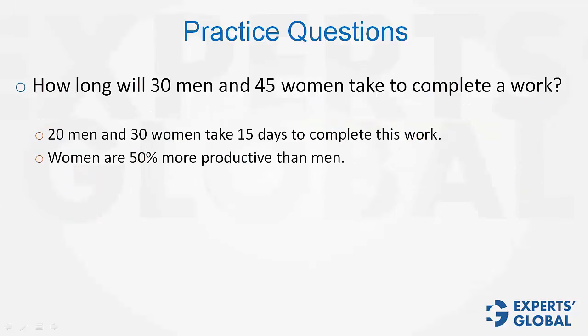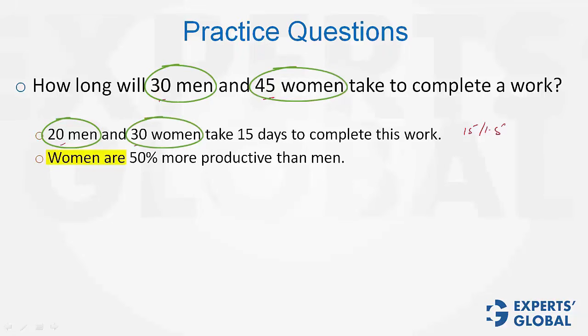It's a DS question. 30 men and 45 women, and what's given here is 20 and 30. So it's in the same proportion. We know that the new team is 50% bigger. So if the older team is taking 15 days, the new team would take 15 divided by 1.5 equals 10 days. See, 20 times 1.5 equals 30. 30 times 1.5 equals 45. So this new team will take 15 divided by 1.5 equals 10 days.